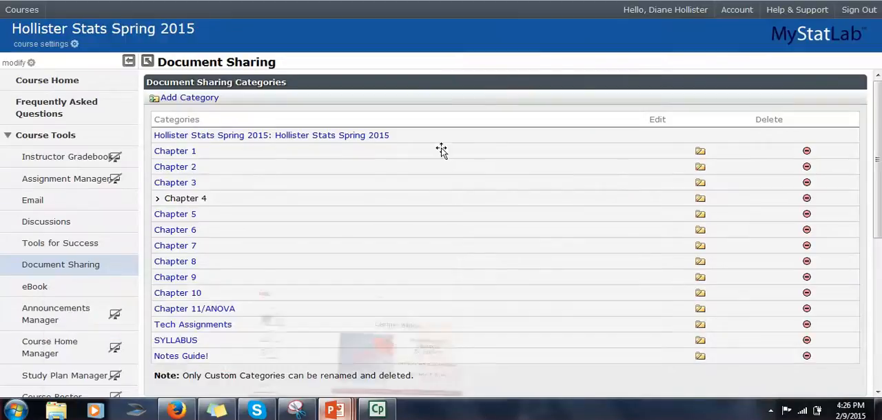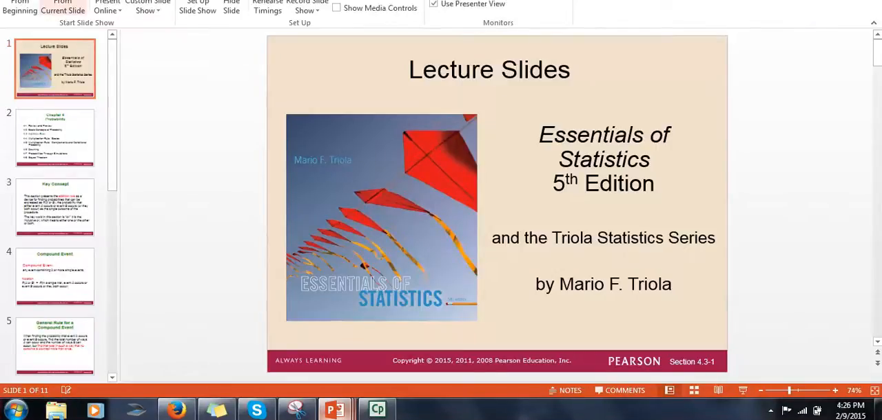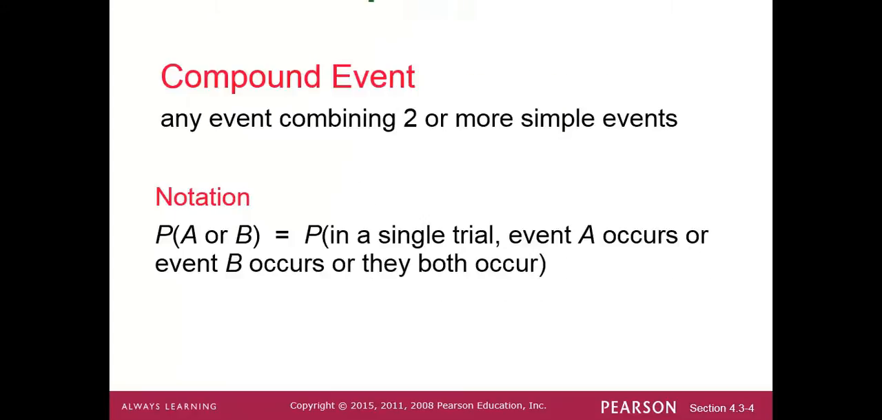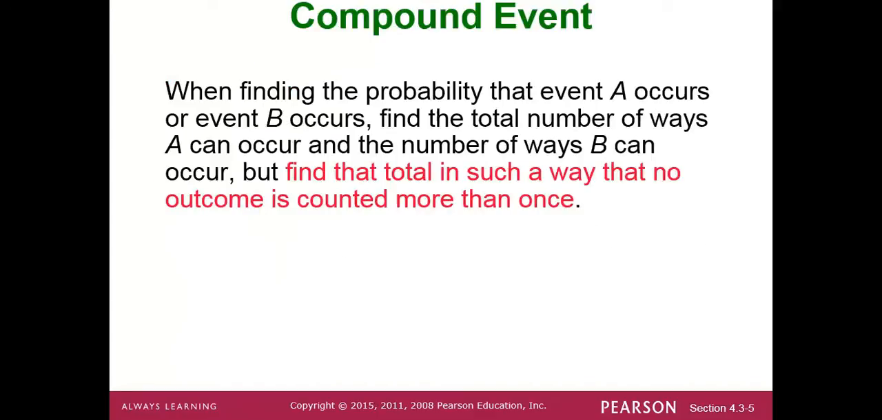Okay, let's take a look at section 3, the next section in our material. This is where we're going to discuss the concept of the addition rule, when you're asked to compute probabilities for one or the other event. The key word in these problems is "or." It's an inclusive or, which means you could be A or B or both. And when you're doing the one where both occur, you're going to need to remember to subtract off overlapping probability at the end. So basically what we're looking at is what is called a compound event, any event that combines two or more simple events.